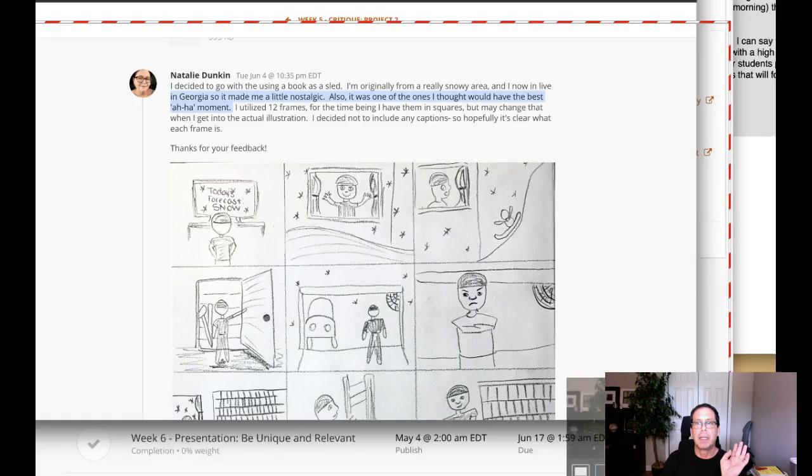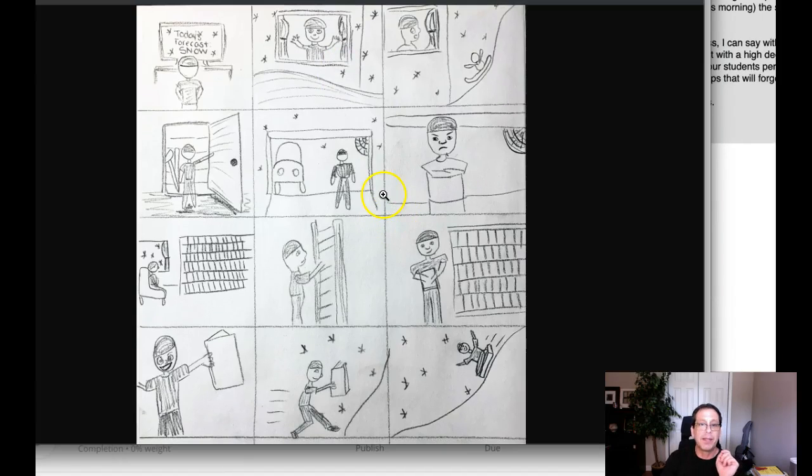Okay, now let's go ahead and jump over here. I think you've done a really good job. Now, the first frame today is forecast snow. Don't forget, no text is allowed in this assignment, so you can't put the text inside the TV. You're going to have to figure out a different way to do that. Maybe even just waking up and looking out the window or something.